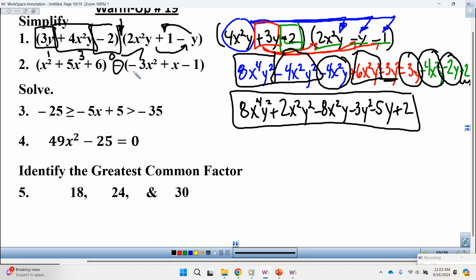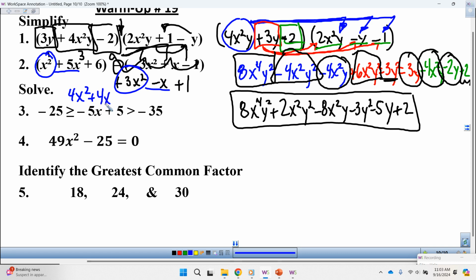Distribute the negative in here, so that becomes positive 3x squared. That one is negative x, and that one is positive 1. So now I no longer use this, and I combine. What is 1x squared and 3x squared? That's 4x squared. What is 5x minus 1x? That's positive 4x. And what is 6 plus 1? That is 7. Hands if you got that? Some of y'all? Okay. Number 3.